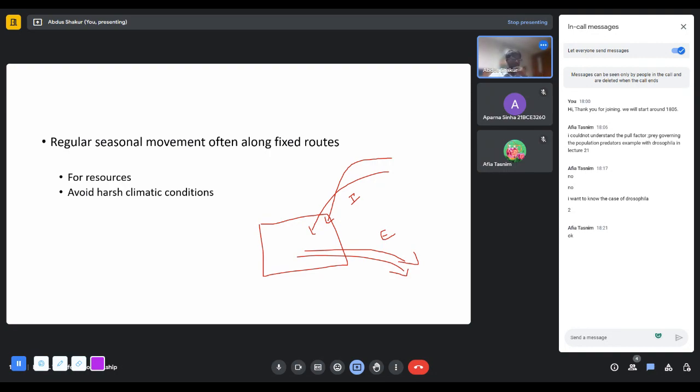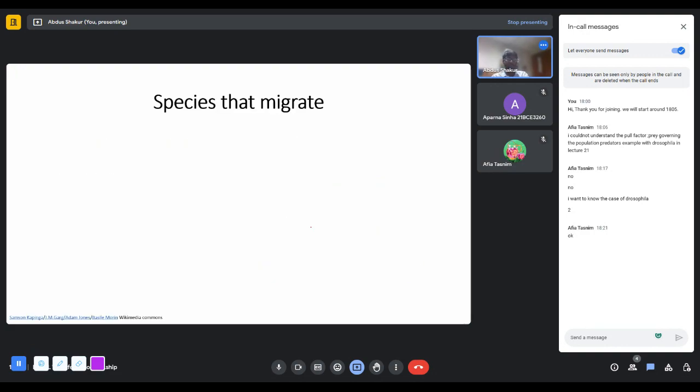These are terms that most of us might have heard of. So, majorly the reason this seasonal movement happens is in search of resources and to avoid harsh climatic conditions.